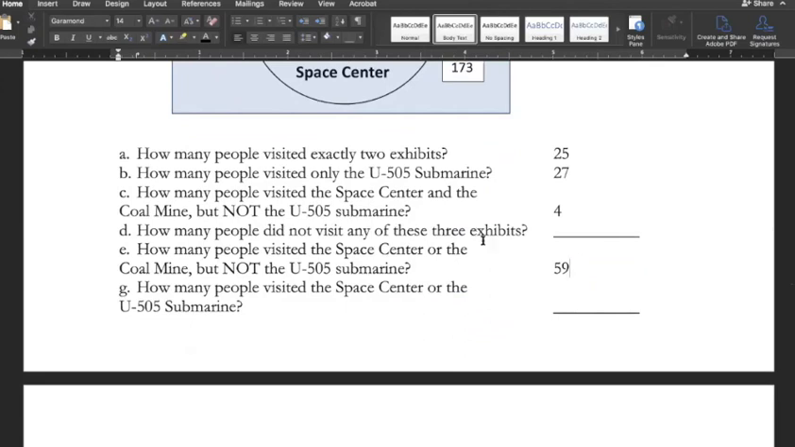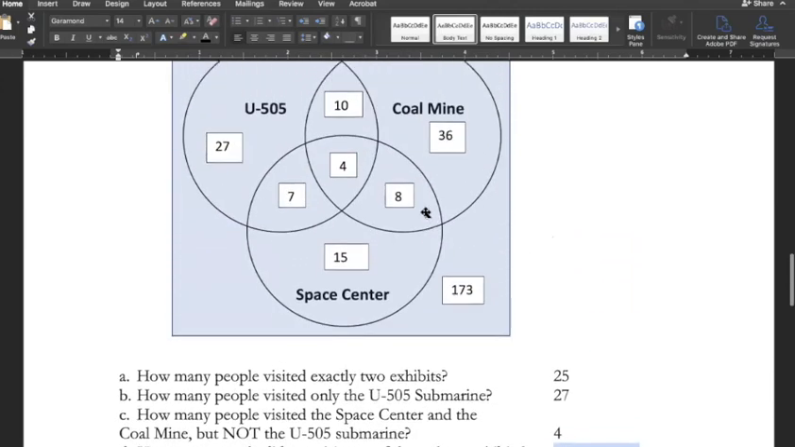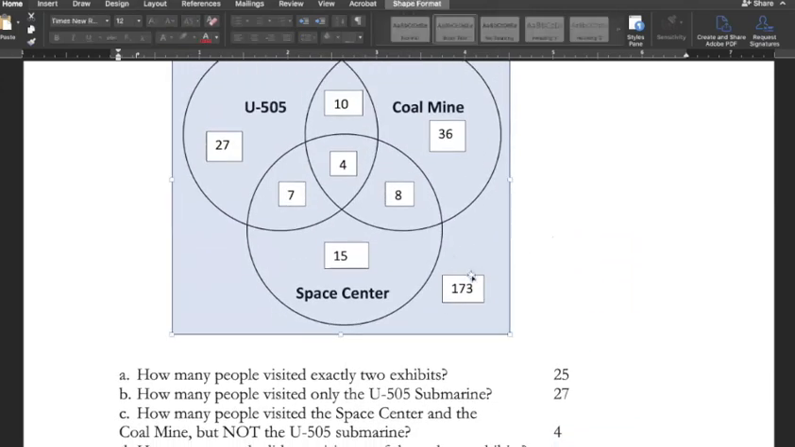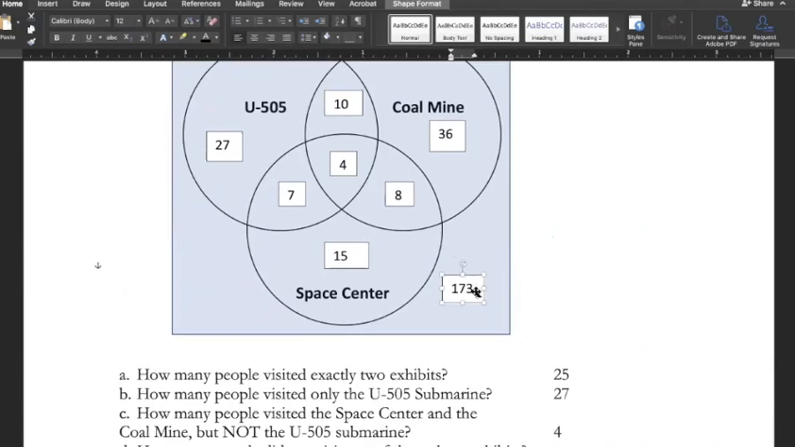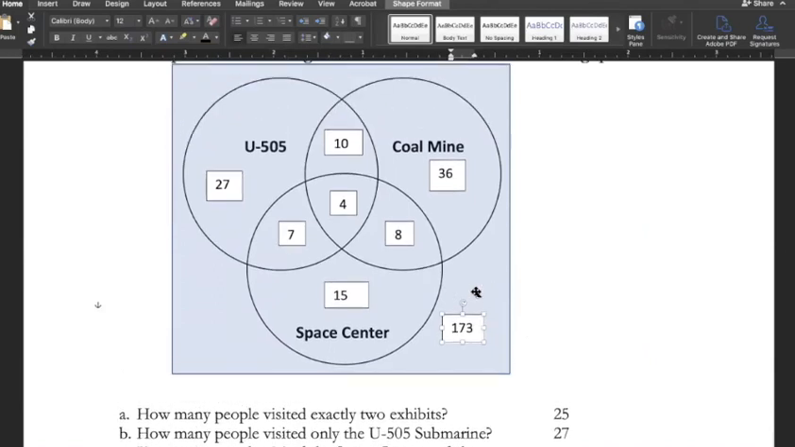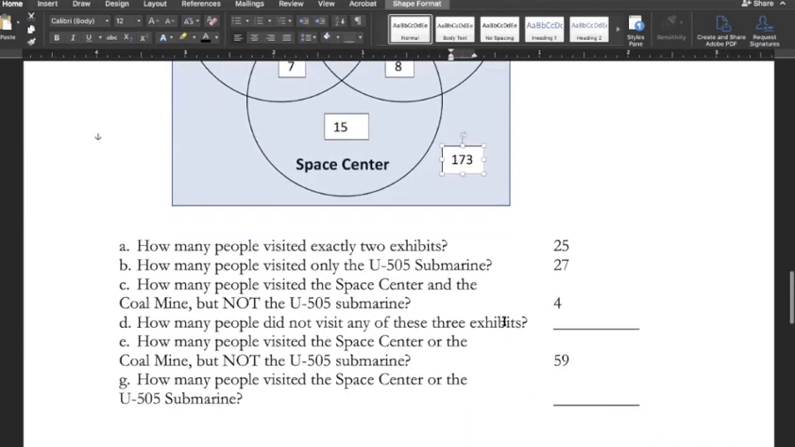How many people, let's go back to letter D for a moment. How many people did not visit any of these 3 exhibits? Well, that's an easy one. These people right here, they went to the Museum of Science and Industry. Why they would go to the Museum of Science and Industry and not hit the 3 of the biggest exhibits there, I don't know, but these people did. And that was 173 people who did not visit any of the 3 exhibits.